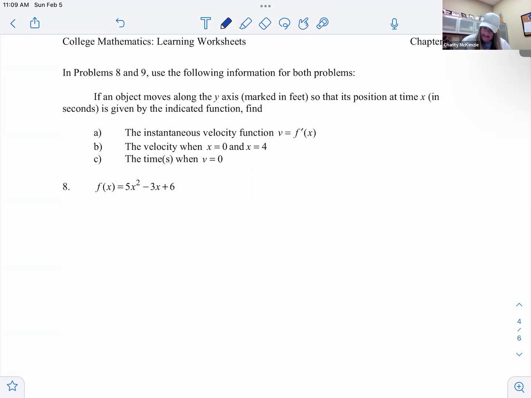So A is saying, what is the instantaneous velocity function?